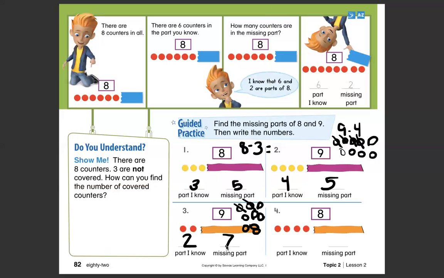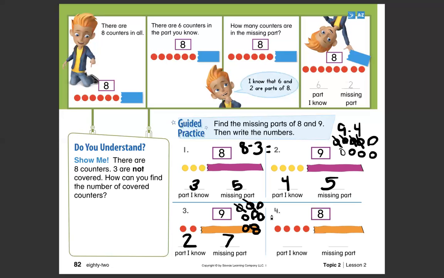Now, how can we check to make sure this is right? That's right. We can add 2 and 7. So if we start at 7, 8, 9. Does 2 plus 7 equal 9? Excellent. So 2 and 7 are parts of 9.